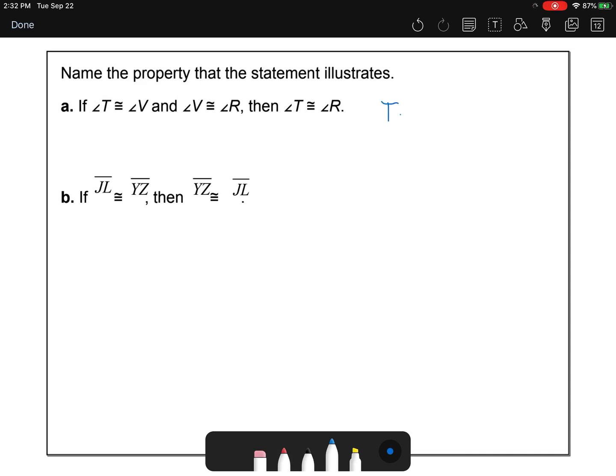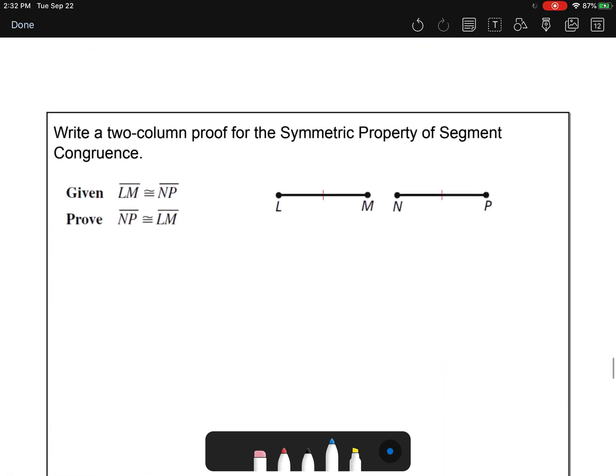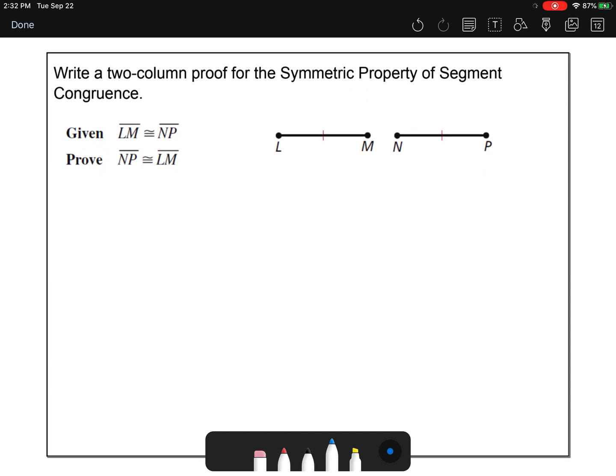If angle T is congruent to angle V, and angle V is congruent to angle R, then angle T is congruent to angle R. That would be the transitive property. B, if segment JL is congruent to YZ, then YZ is congruent to JL. That is the symmetric. So remember, if you just flip them, it's symmetric. For transitive, you have to have 3 different things in order to have the transitive property. Symmetric, we just flip them. And obviously reflexive is itself.